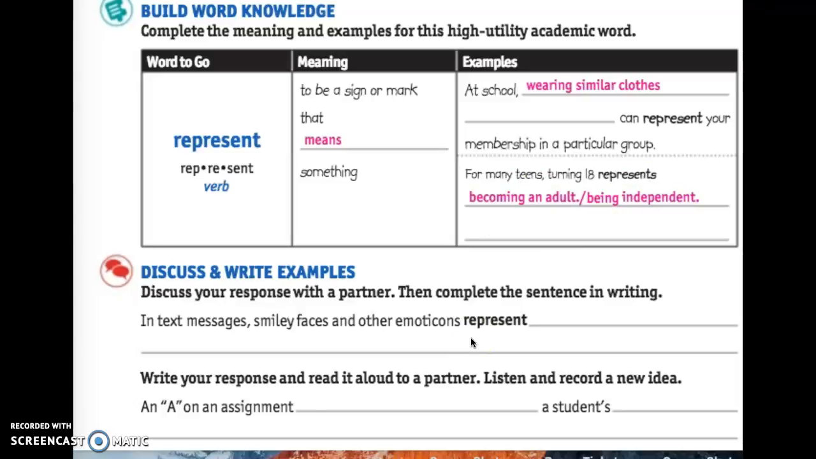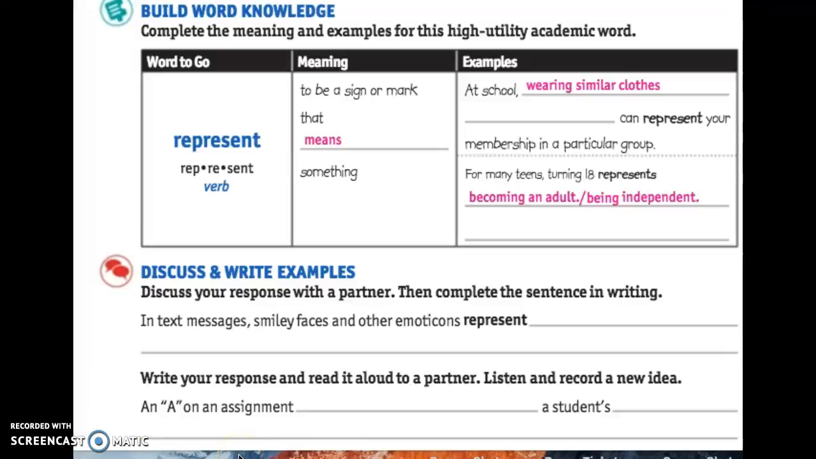So now that you have that, let's move down to this discuss and write examples. All right. So the discuss and write examples section, we're going to do the same thing we just did above, but now we're going to practice using the word represent correctly. So this says, in text messages, smiley faces and other emoticons represent blank. So fill out the blank with what a smiley face or other emoticons represent.